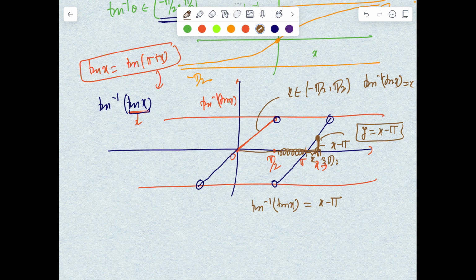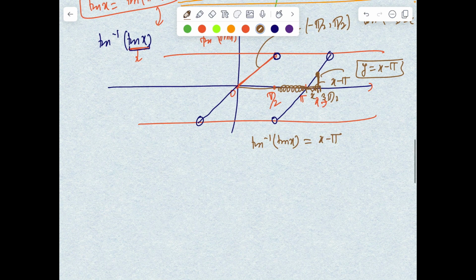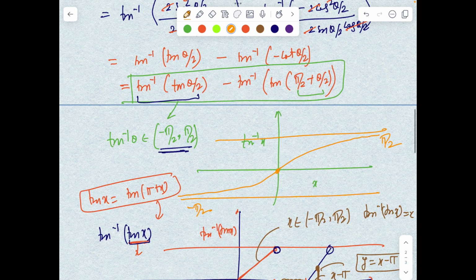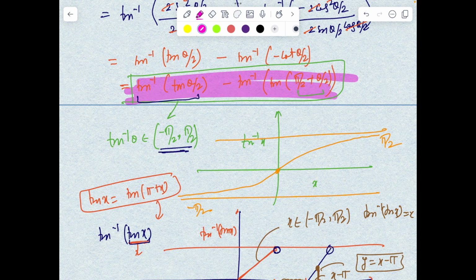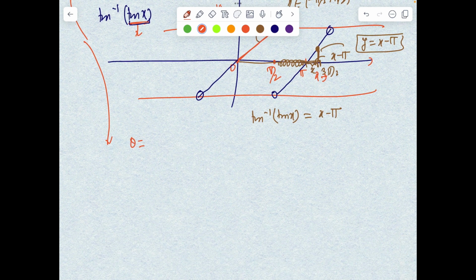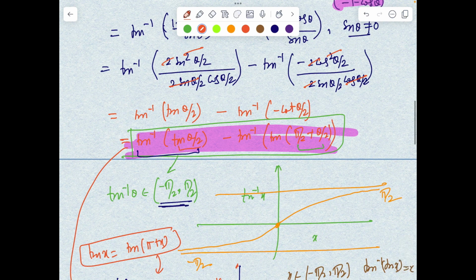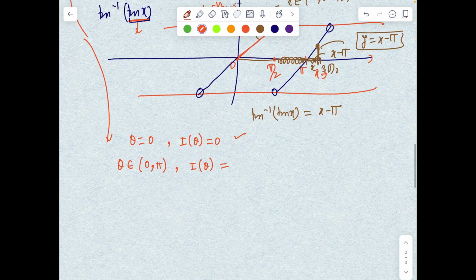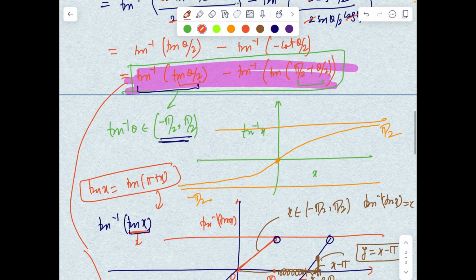Similarly, you can find the interval in which the other function's behavior depends, right? So taking all these into consideration, now I'm ready to simplify, because this quantity can be further simplified and it can be written in this form, right? So for theta equal to 0, I theta is already 0, because I 0 we have calculated. If I take theta belonging to 0 to pi, under this restriction, we have tan of theta by 2 going from 0 to pi over 2, and that will give theta over 2.